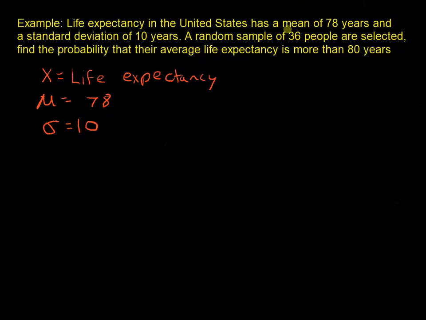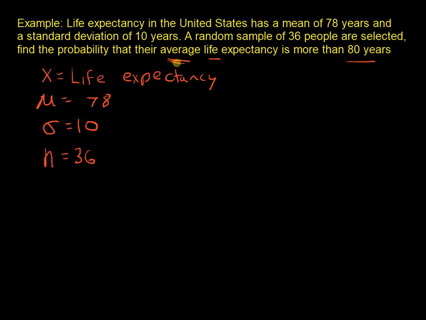A random sample of 36 people are selected. All right, so I've selected n equals 36 people. Find the probability that their average life expectancy is more than 80 years.